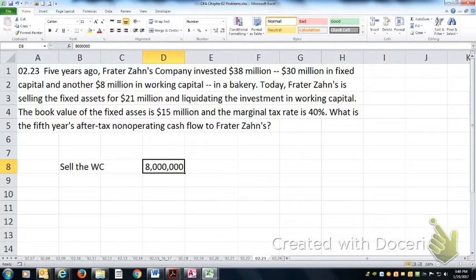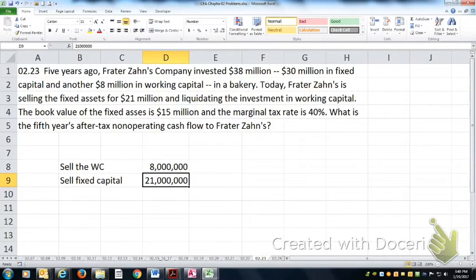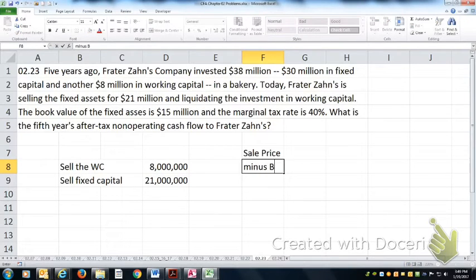It's an expensed asset. Now that money that we sell the fixed capital or the fixed assets at, that's actually going to create a taxable event. I'm going to get $21 million from these assets, but unfortunately some of that's going to be taxed. The tax on it is based on the sale price minus the book value gives you the taxable gain.